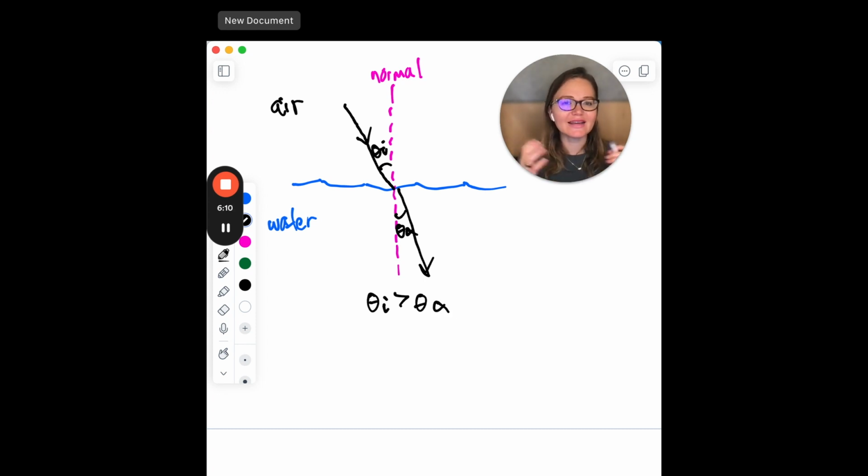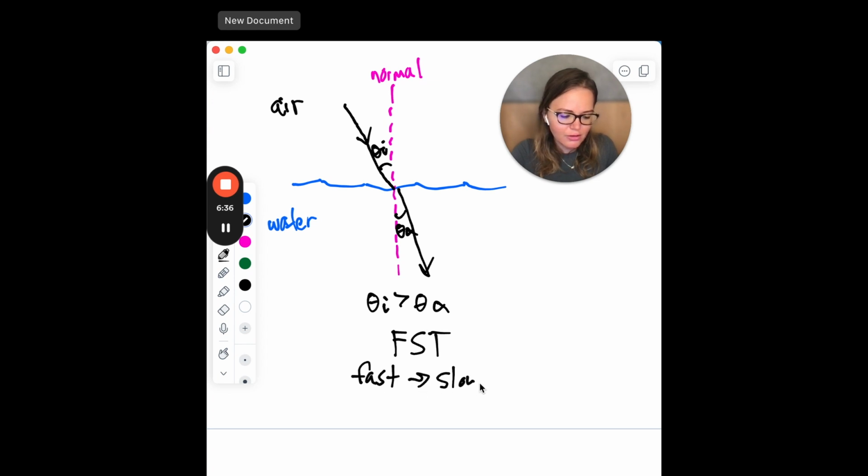And there's a mnemonic that can help you remember: when light travels from a less dense medium to a more dense medium, like from air to water, it's going to bend towards the normal. Versus when light travels from something like water to air, something more dense to less dense, it's going to bend away from the normal. So the mnemonic I use is FST, fast. In other words, when light travels from fast to slow, then it's going to bend towards the normal.